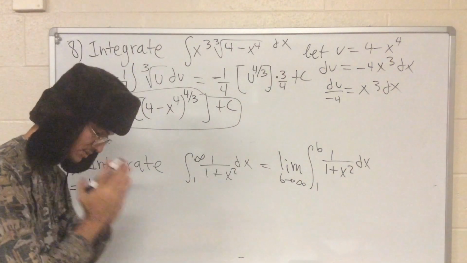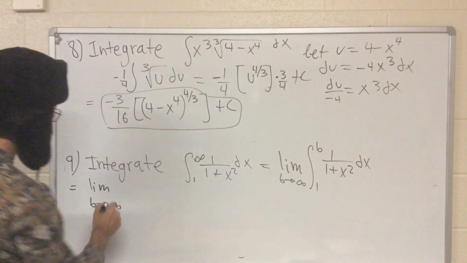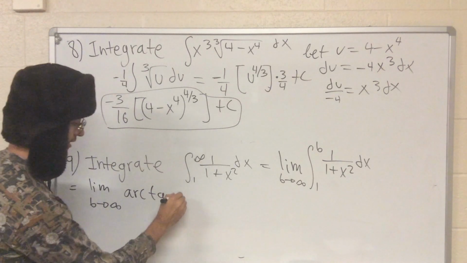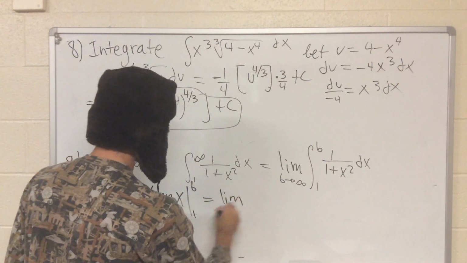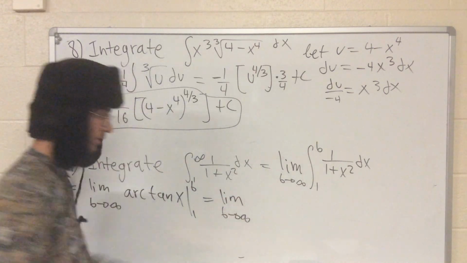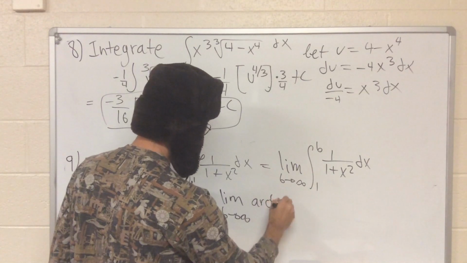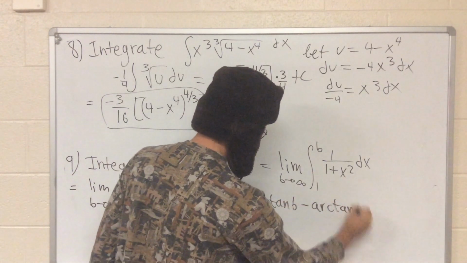1 over 1 plus x squared, which we know is tangent inverse, right? So that'll be arctangent of x from 1 to b. And that'll be equal to the limit as b approaches infinity of arctangent of b minus arctangent of 1.